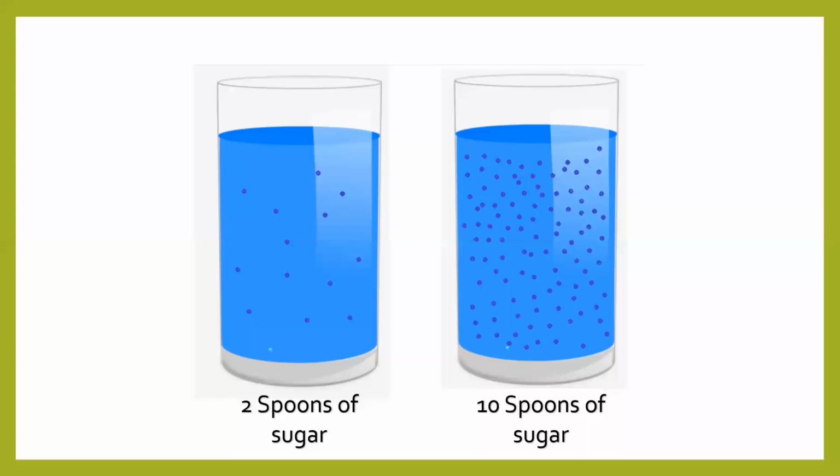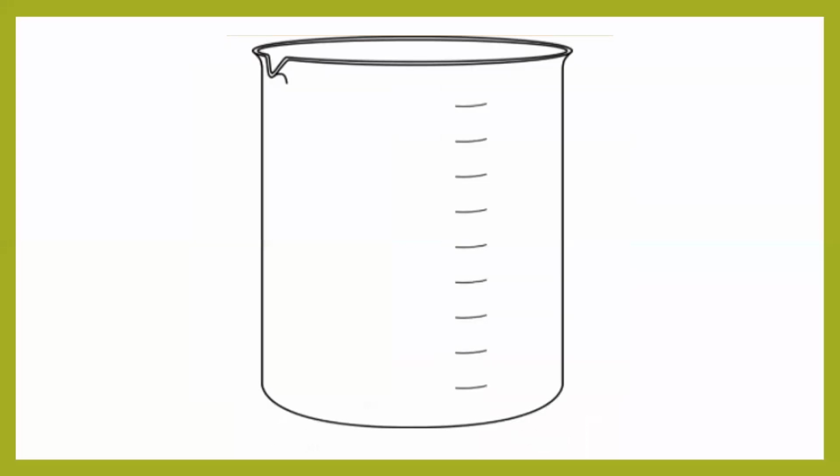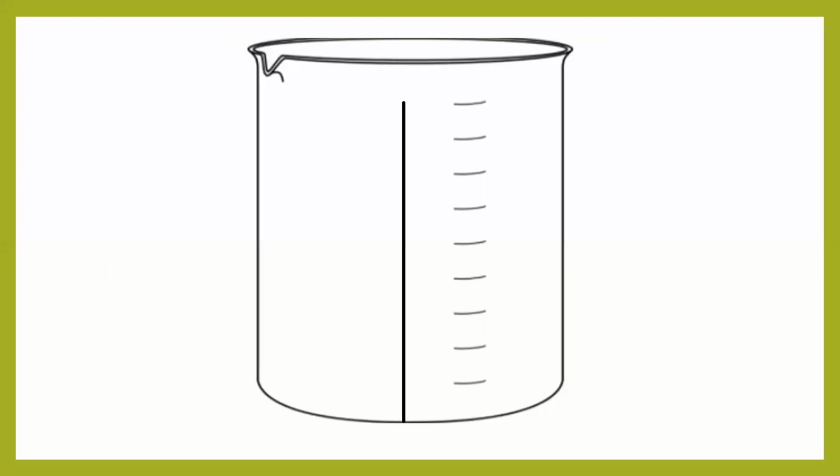Cool. Now what I'm doing is I'm going to take an empty glass beaker. This is a beaker which has a measurement scale. And now in the middle of the beaker, I am adding a thin membrane. This thin membrane is as thin as a tissue.